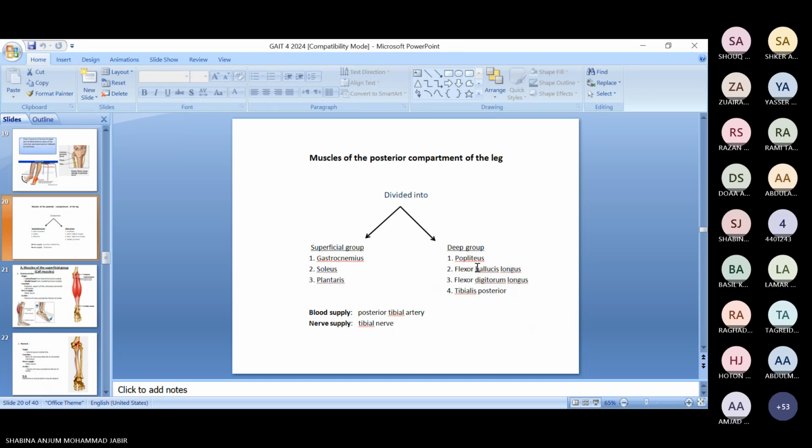Hallucis means going to the great toe. Flexor digitorum longus means dividing into four slips going to the lateral four digits. Then tibialis posterior. As we have the tibialis anterior, in the same way we have tibialis posterior, which is present in the posterior compartment of the leg.